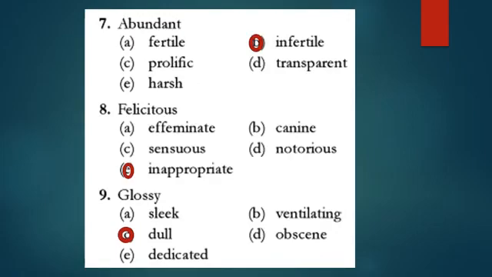Abundant. Abundant means plenty, ample, fertile. So the opposite of that will be infertile. Even prolific has the meaning large, in plenty. Let's go to the next word, felicitous. What does felicitous mean? It means very apt, very suitable, very appropriate. So the opposite of that will be inappropriate. What does effeminate mean? Womanish. Canine, that's related to dog. Notorious, infamous.